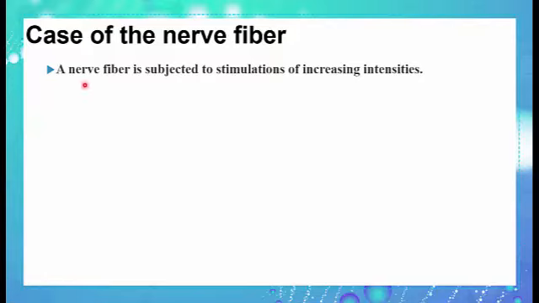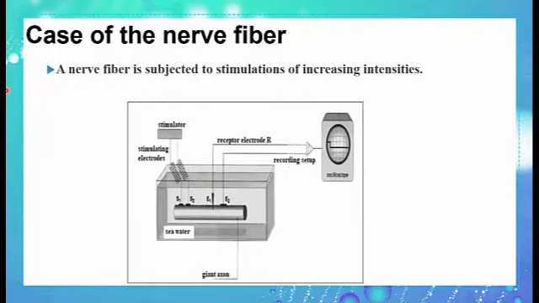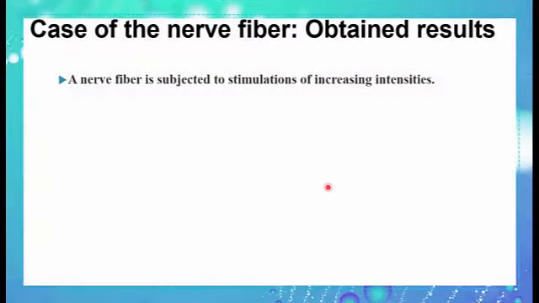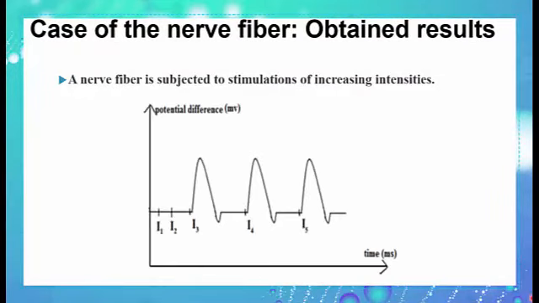Now we have to start with the response of a nerve fiber, which is one axon. To make this experiment, we need an axon, stimulating electrodes to make the stimulations, and a receptor electrode to record the response on an oscilloscope. Let's see the obtained results. This is the obtained result on the screen of an oscilloscope.